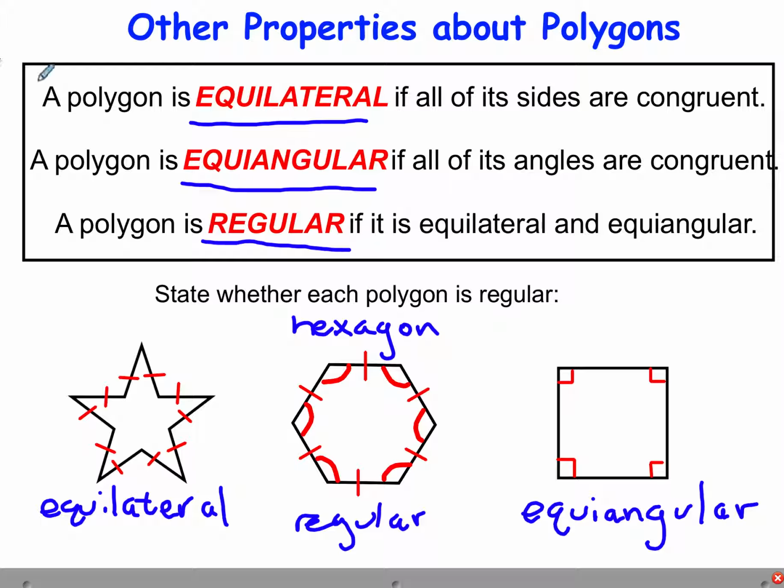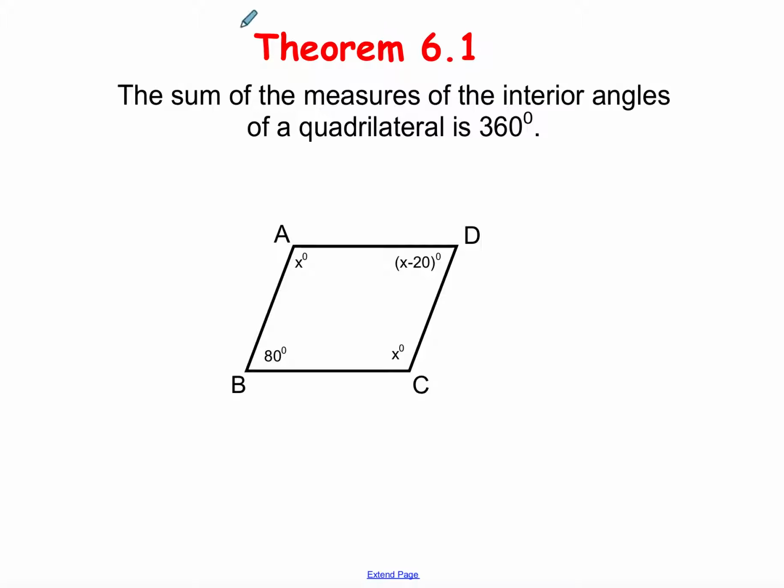All right. Very good. And then our last slide of the day is one final rule. That's theorem 6.1. We learned a rule about triangles, the triangle sum theorem, which said that the measures of the angles of a triangle have to add up to 180. Quadrilaterals have a very similar rule, except this time the sum of the measures of the interior angles of a quadrilateral has to be 360 degrees. Okay, so all of the angles should add up together to be 360.